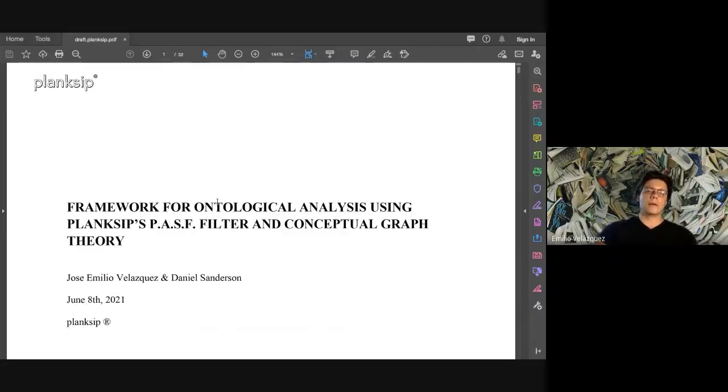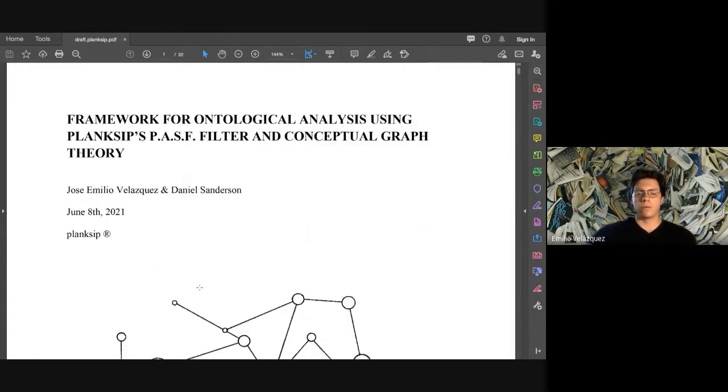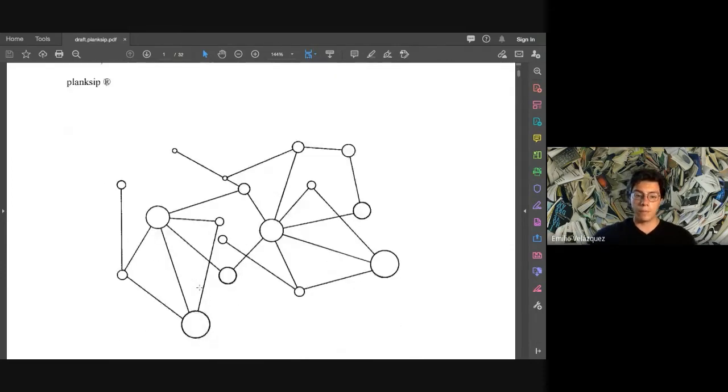Yeah. So why don't we show the screen and then we'll step through what the passive filter is. Basically, what we're trying to do is make a framework so we can analyze and establish the relationships between figures of authority through the passive filter that planksip has been using to generate prompts for the writer cooperative.